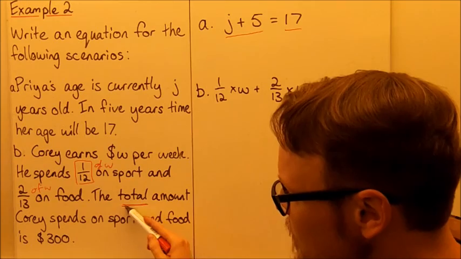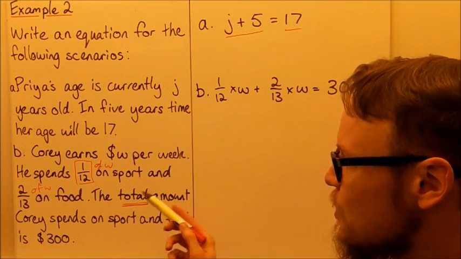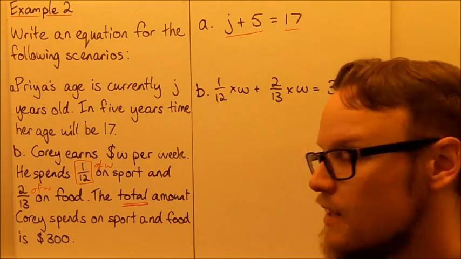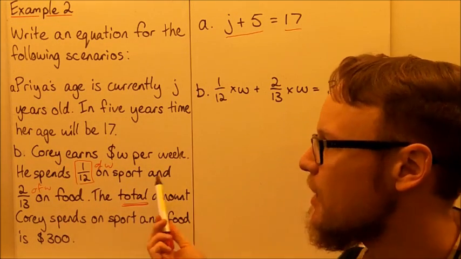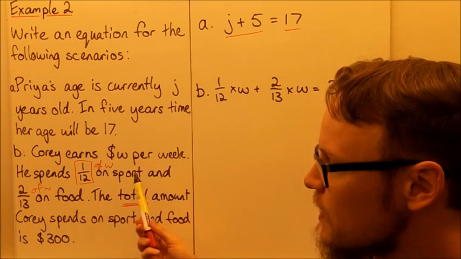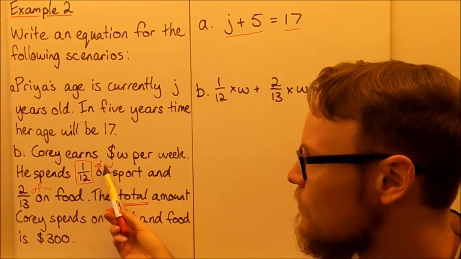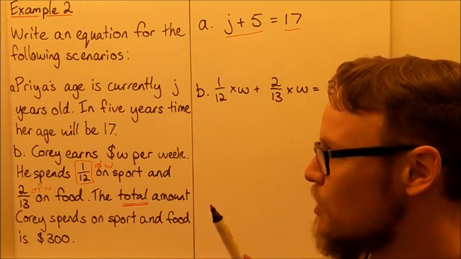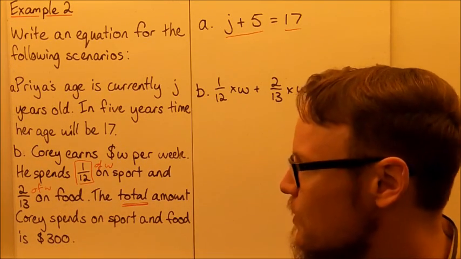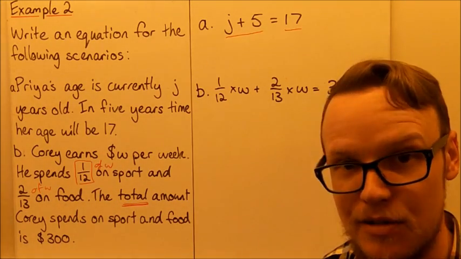The total, when we're looking at total, that means we're adding the two values together, summing them together. The total amount Corey spends on sport and food is $300. So this is telling us we need to unpack and think about what each of these statements means. If we're earning W dollars per week, this is the amount on sport, 1/12 of W. And we know that of is similar to, or we can use, multiplication. So we could multiply 1/12 by W, and the same for his amount on food. Then if we add those two values together, we get the total amount that he has spent.